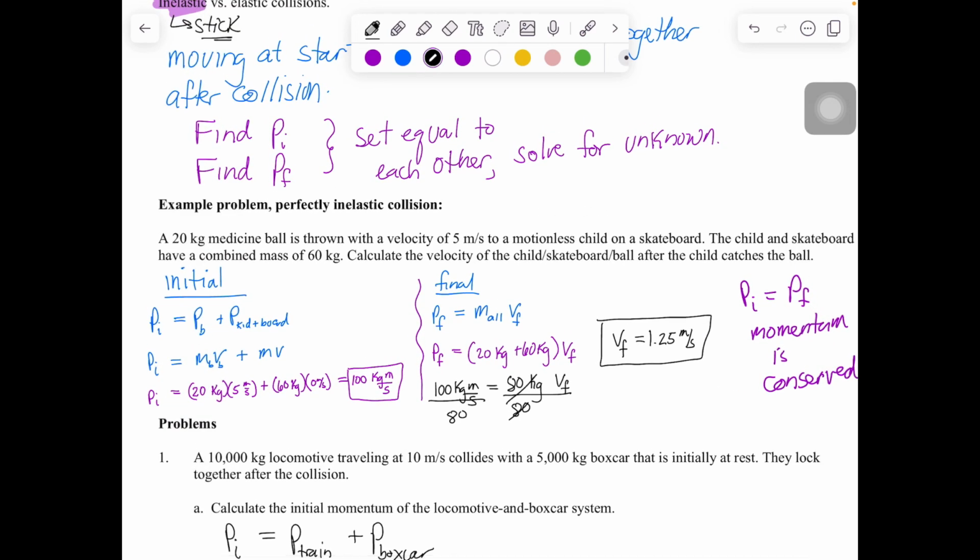So there is your complete work for the example. You started with your P initial. You found out what that was. The good part was that one thing was not moving, so part of that equation was 0. It could have been moving. We'll try one of those as well. And then for final, the key there is you want to remember if the two things came together, because it's an inelastic collision, that you got to make sure you include the mass of everything connected to find that final velocity.